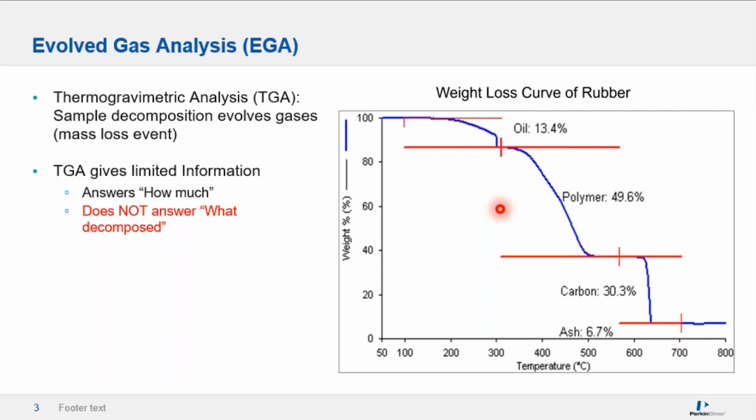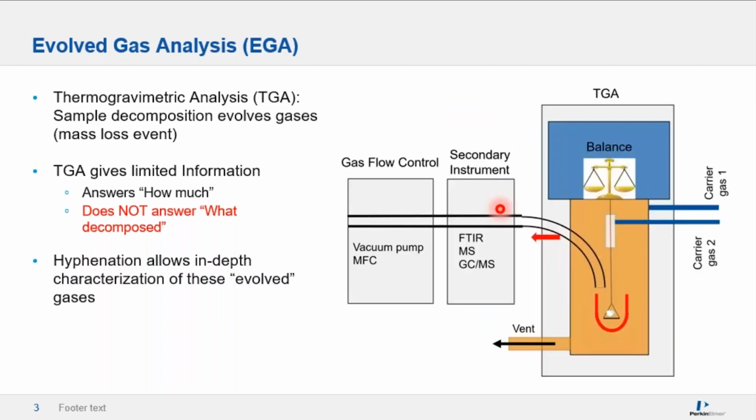But without further information, we do not have chemical information for these evolved components. So this requires that we probe the chemistry of the evolved gas by transferring the sample gas to a secondary instrument. If we take a look at this diagram on the right.